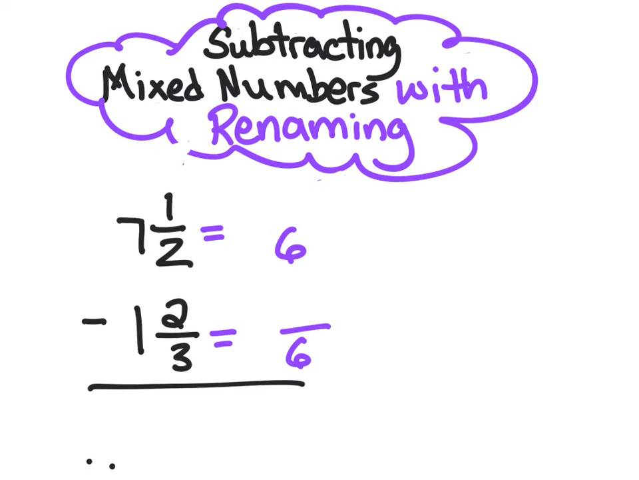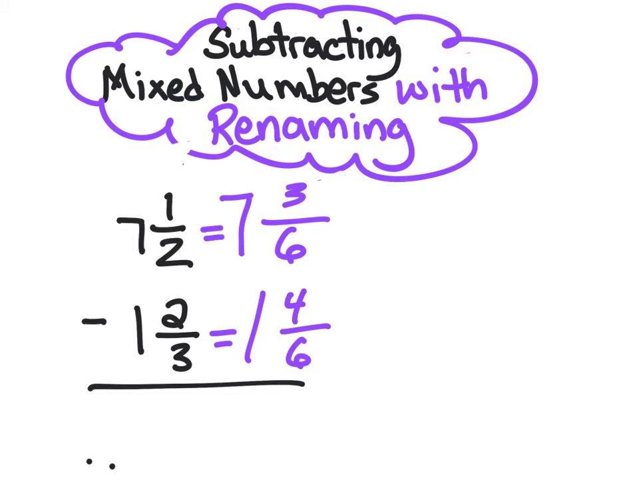So on the bottom, what times 3 gives us 6? That would be 2. So if I multiply by 2 in my denominator, I must do the same to the numerator. 2 times 2 is 4. So 1 and 2/3 is the same as 1 and 4/6. On the top, what times 2 gives me 6? That would be 3. So if I multiply by 3 in my denominator, I have to do the same to the numerator. 1 times 3 is 3. So now we have 7 and 3/6.